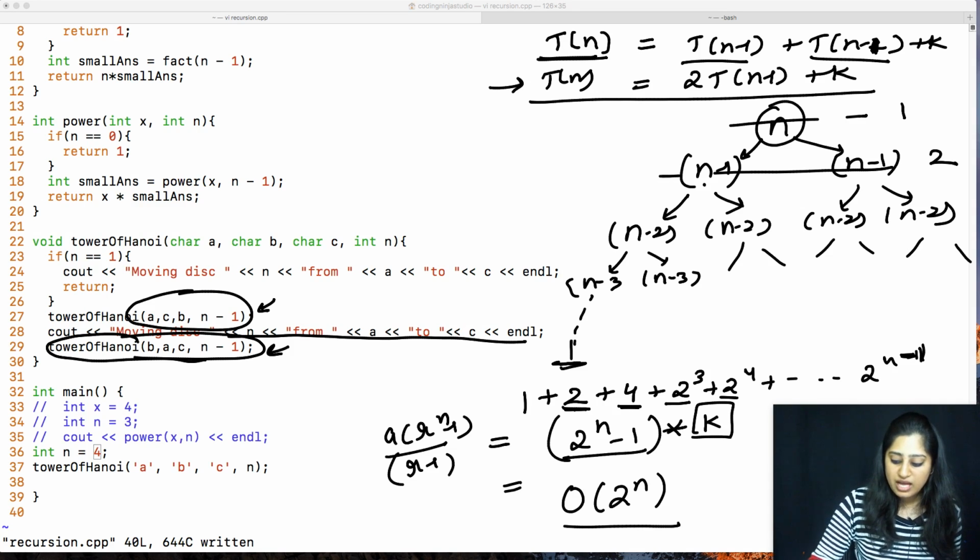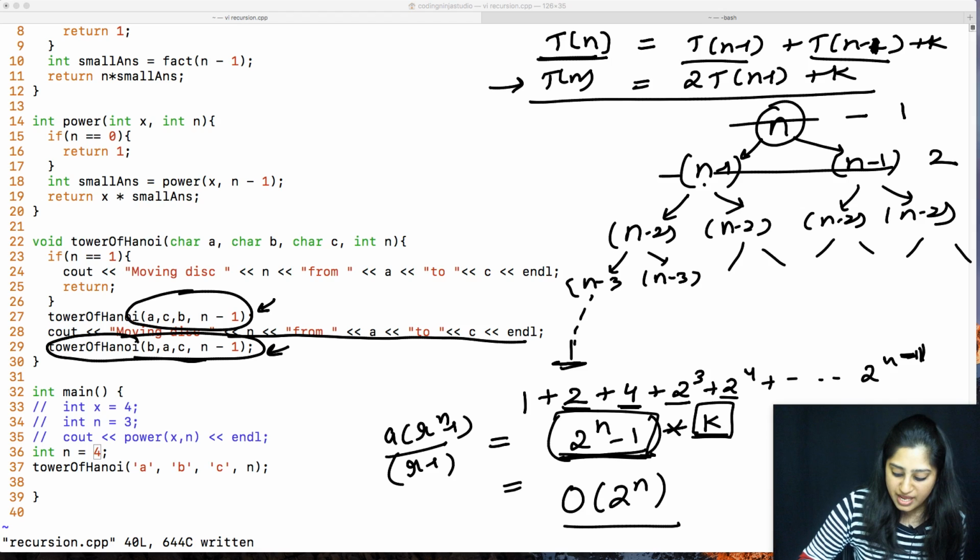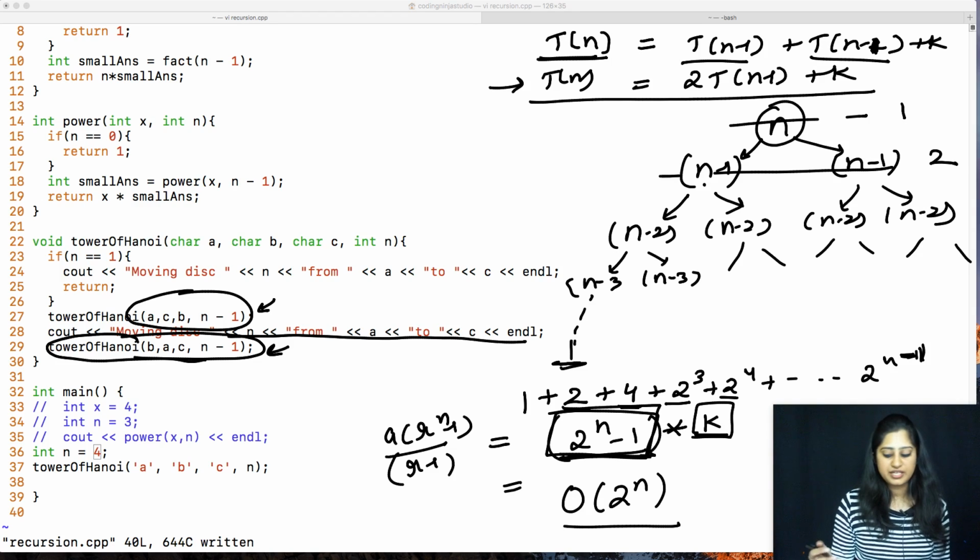So now I am there with the GP series. If you solve the GP series using this formula, you will get this. These are the total number of function calls that are taking place. If one function call takes k time, then this is the total time. So now the dominating function is 2 to the power n. So the time complexity of this Tower of Hanoi problem is 2 to the power n. So the Tower of Hanoi problem that we solved has exponential time complexity.